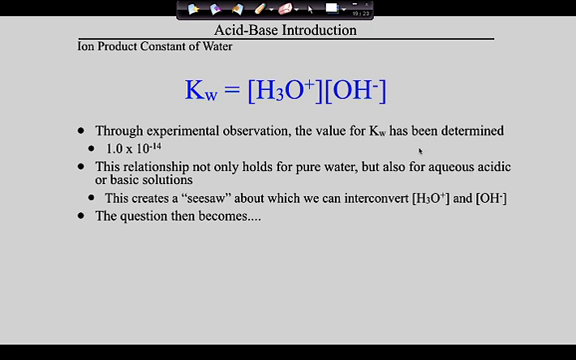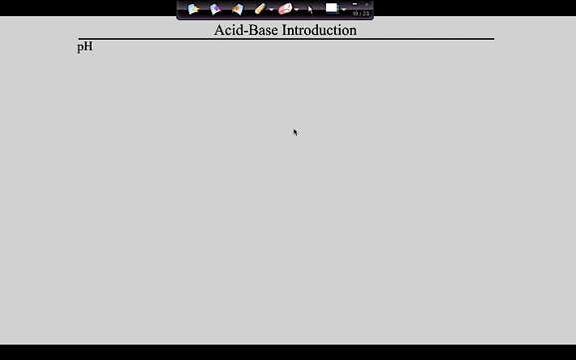So guys, the question then becomes this: how do we figure out the concentration of hydronium ion? How do we measure it? Guys, we're going to do this in lab. How do we measure the concentration of hydronium ion? You already know the answer. pH. Guys, pH is the concentration of hydronium ion.